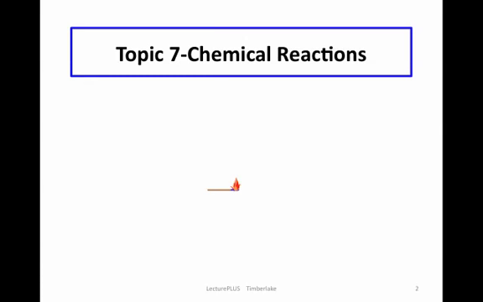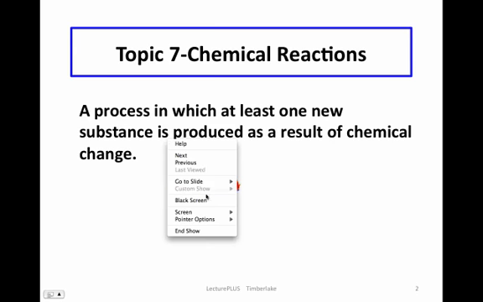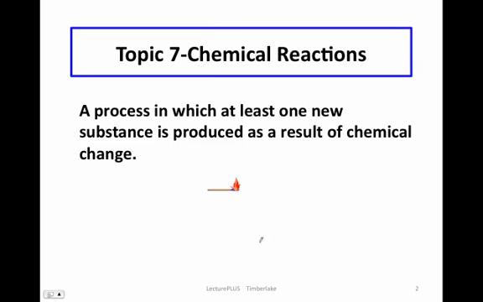Hi there. Let's deal with topic 7, which is looking at chemical reactions and how we might control them by slowing them down or speeding them up. So a chemical reaction is a process in which one or more new substances are produced as a result of a chemical change. And we've talked about physical and chemical changes before, and we know that there are lots of indicators of a chemical change. One is heat and light being given off or absorbed. The other would be bubbles being produced, which might indicate a new gas is formed.